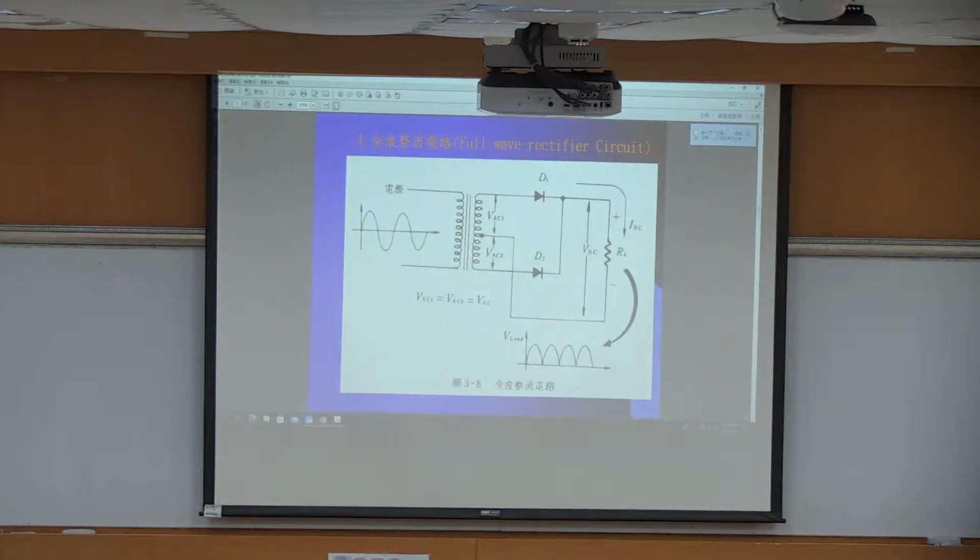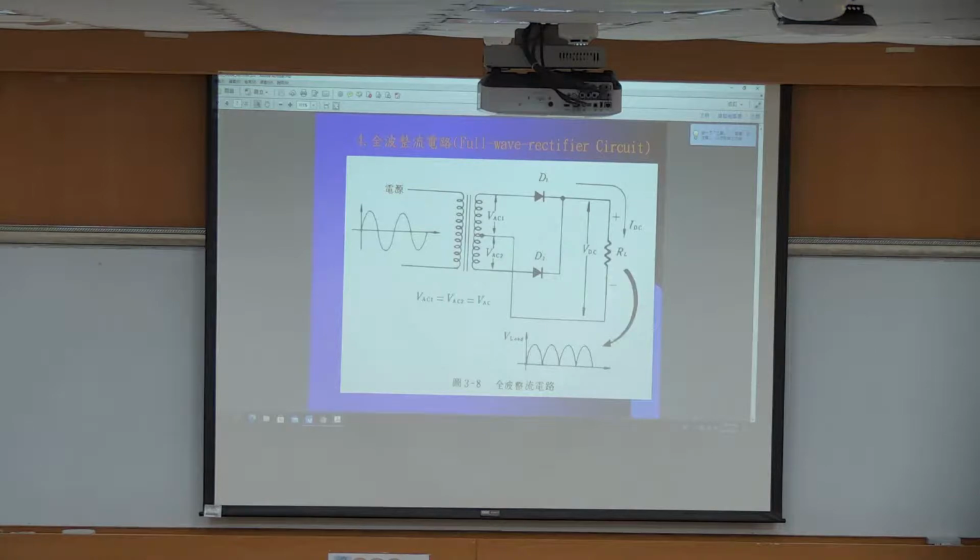Okay, and as to the full wave rectifier circuit, full wave and half wave have differences. For the full wave, we use a circuit with two diodes, and these two diodes are connected to different parts of the circuit. When we input the same sine wave into this circuit, it will make the two diodes D1 and D2 conduct or cut off, and they will not conduct at the same time. They will conduct or cut off depending on the polarity of the input waveform.